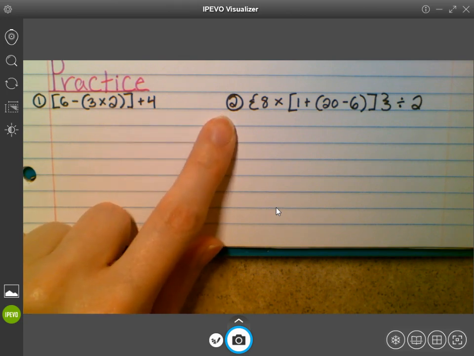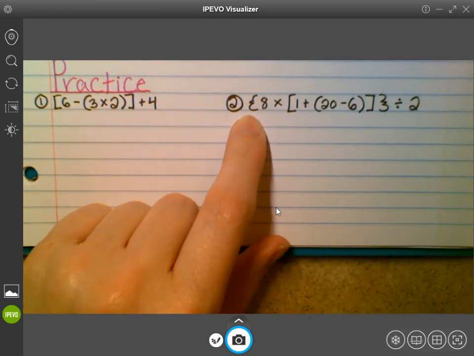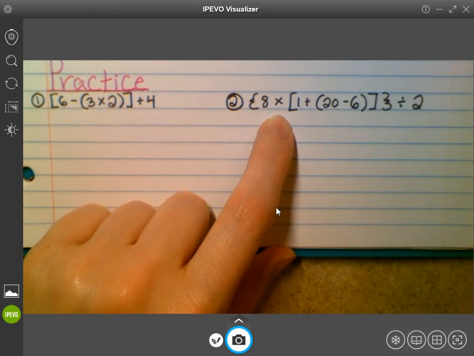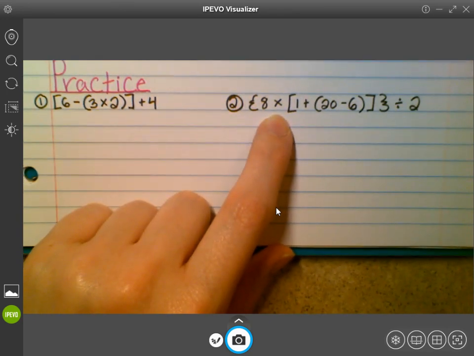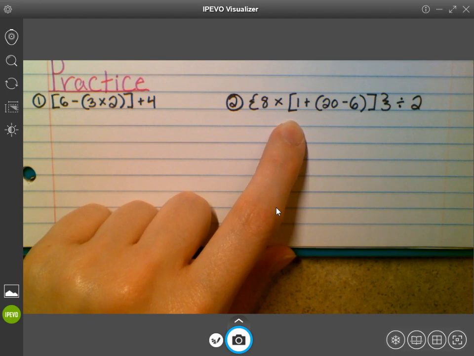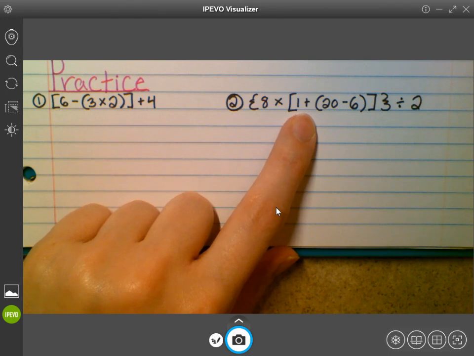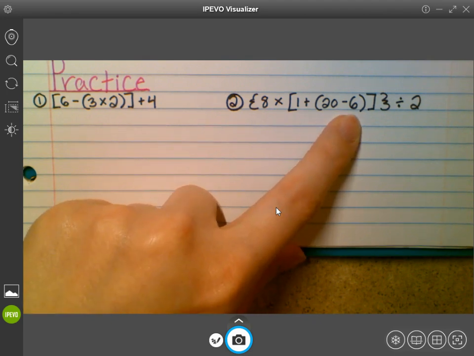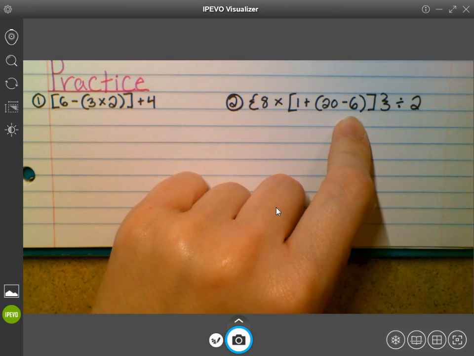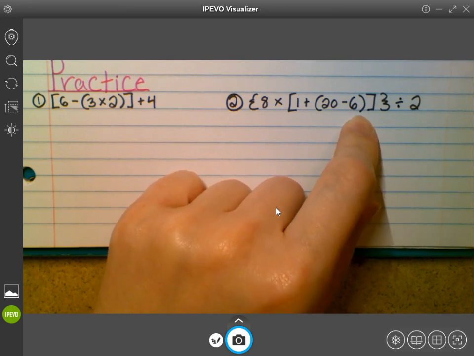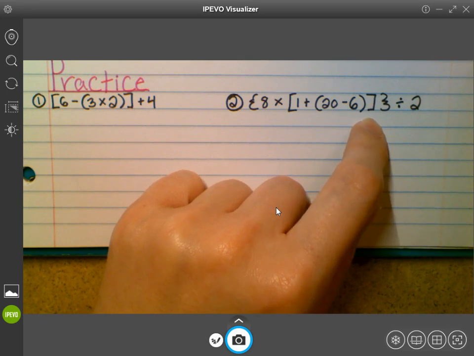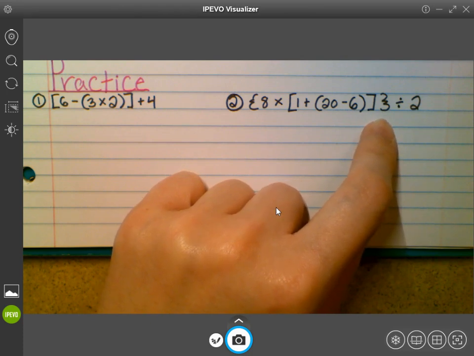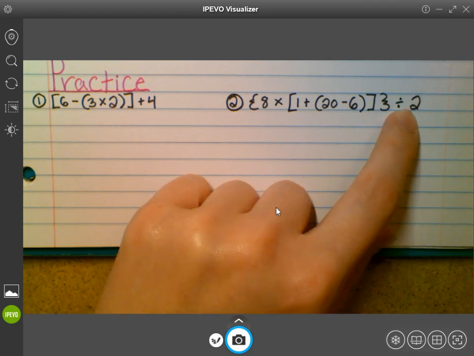For number 2, we have the opening brace, then we have 8 times, then an opening bracket, 1 plus, then our opening parentheses, 20 minus 6, and we close the parentheses, close the bracket, close the braces, and outside of the braces we have divided by 2.